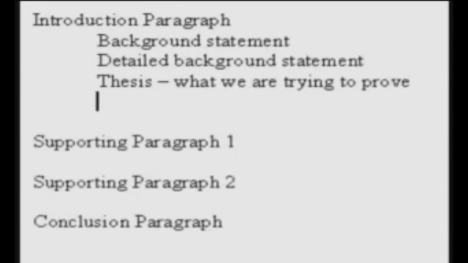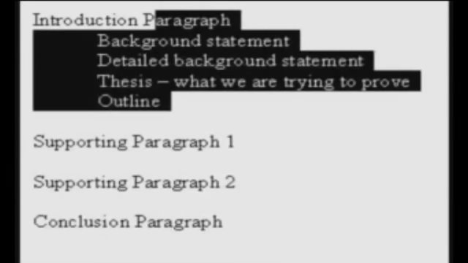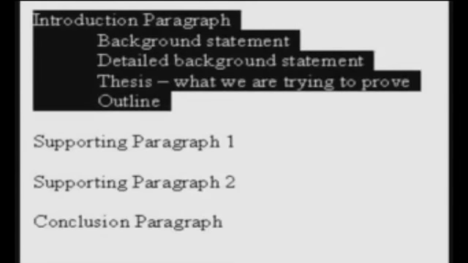Now the last sentence we call the outline sentence. And the outline sentence tells us what topics we're going to speak about in supporting paragraph 1 and supporting paragraph 2. Okay, so that's the introduction paragraph. Those are the 4 sentences that we want to include in this paragraph. So let's look at now the supporting paragraphs.